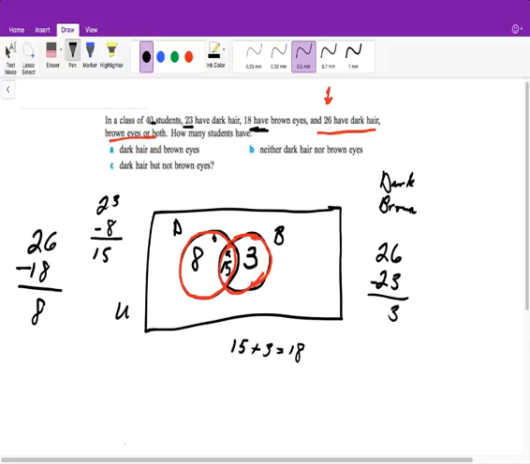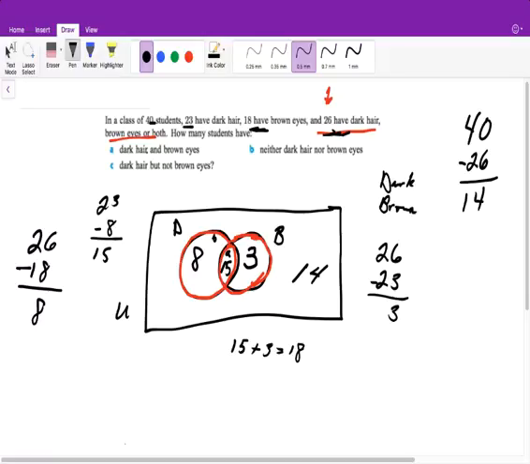And if there's 40 total students and 26 have dark hair, brown eyes, or both, that means the remaining people have neither. So if there's 40 total students and we accounted for 26, we would subtract that out. That means 14 students don't have dark hair or brown eyes.